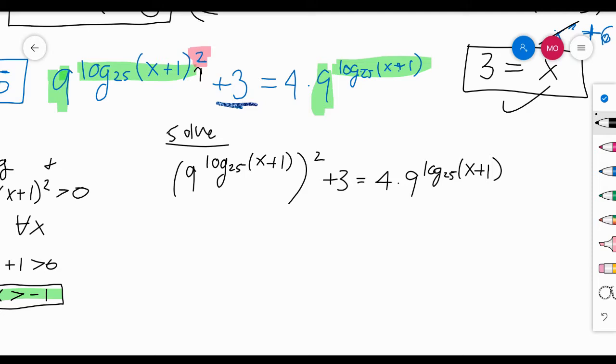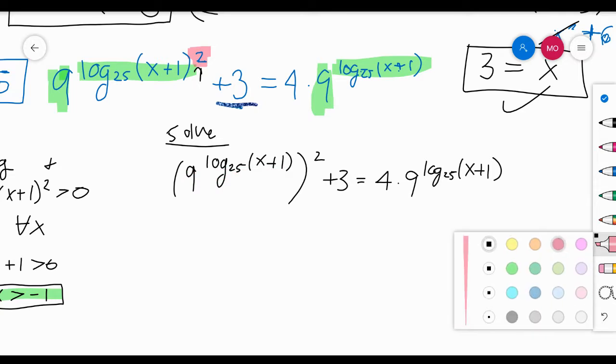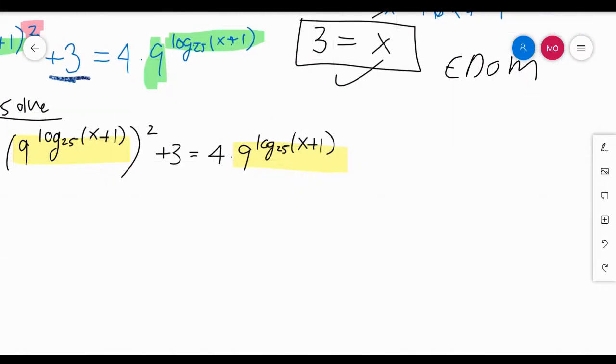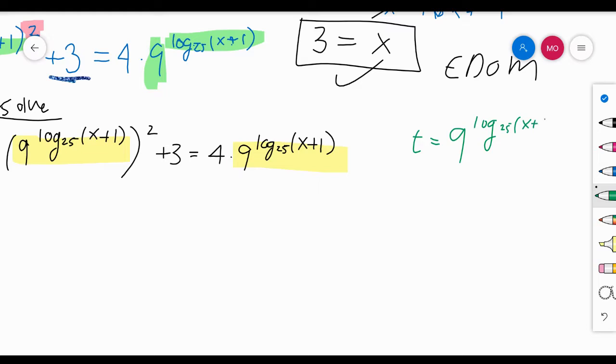All right, so now we have the same thing here as here. I want a bigger, let's use a different color. Okay, so this and this here, same thing. So let's substitute, shall we, so that this expression becomes simpler. So what are we going to substitute with? Let's do t, because we like t. t equals 9 to the power of log base 25 of x plus 1. All right, so this is what we're going to substitute with.